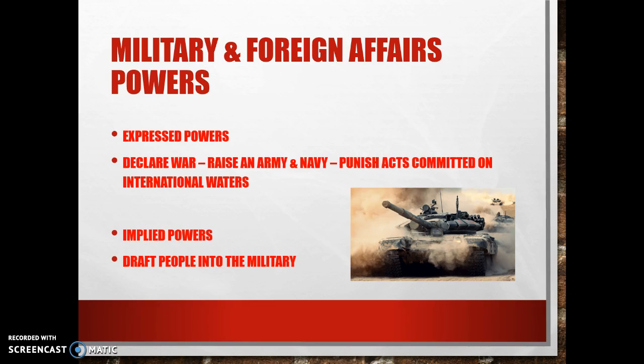Next up is military and foreign affairs powers. Congress has the ability to declare war. Many people think this is the president, but it's not. It's Congress. Congress also has the ability to raise and fund an army and navy. It can also punish acts committed on international waters.